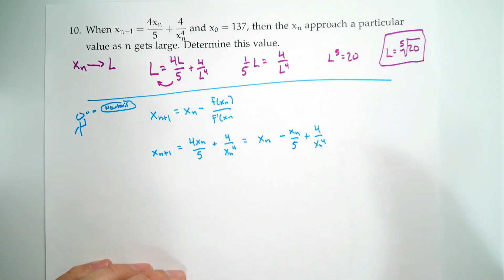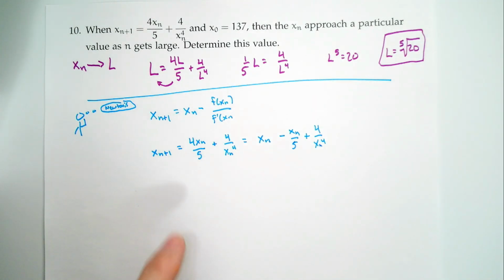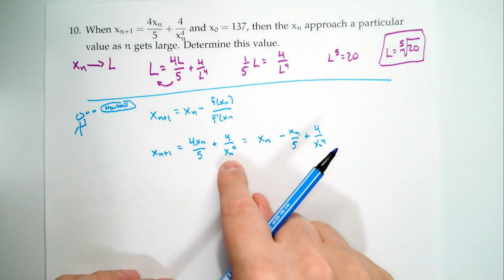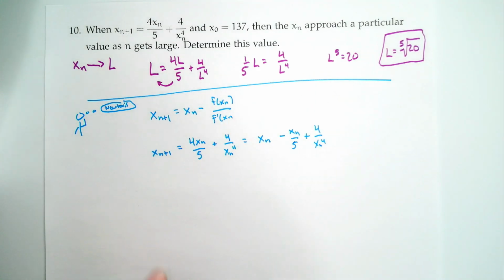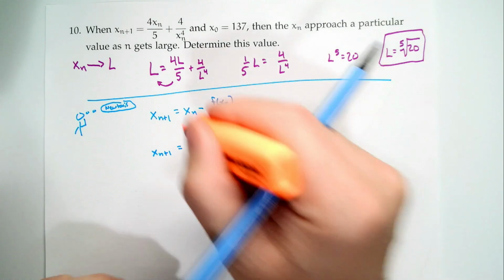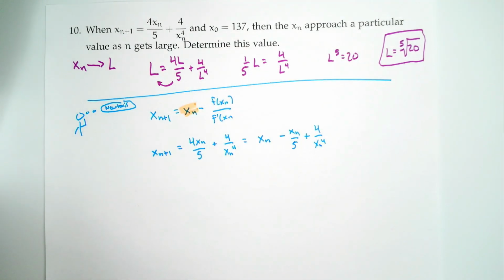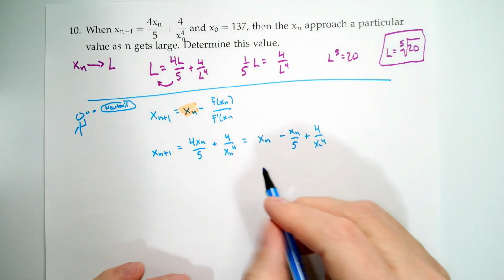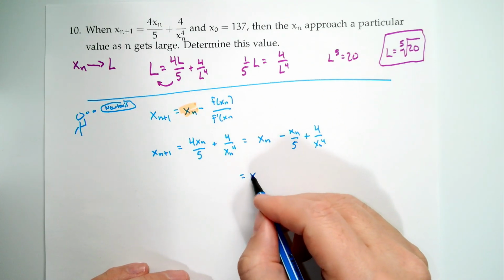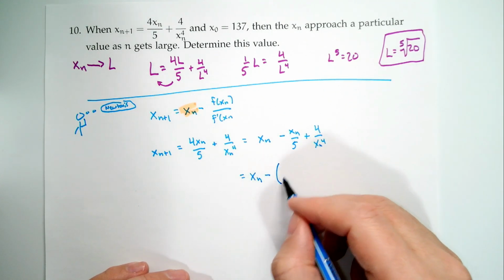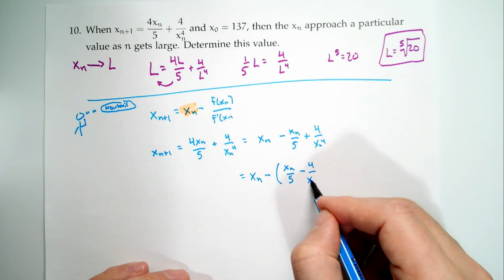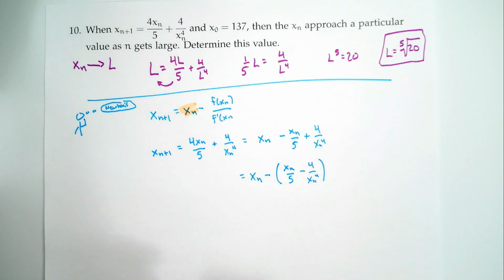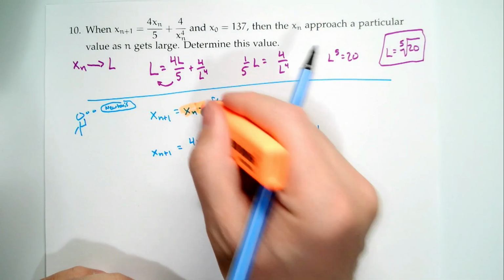All right, so here's the thing, my goal right now is to make this look like that. So I started by saying, let me put an x_n in front. So far, I've gotten this part done. All right, next, I want to get a minus. That's not so bad. I'm going to pull a minus out. So minus x_n over 5 minus 4 over x_n to the 4th. Good. Now I've gotten to the minus.